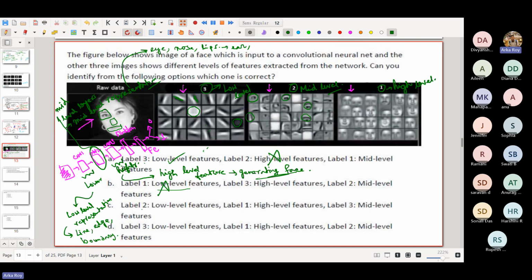Let us see option C. Level 2 is low level feature. Again, it is wrong. So level 3 is low level feature, level 1 is high level feature, and level 2 is a mid level feature. So option D is the correct option. So any query for this one? Okay, so I hope no query is there.